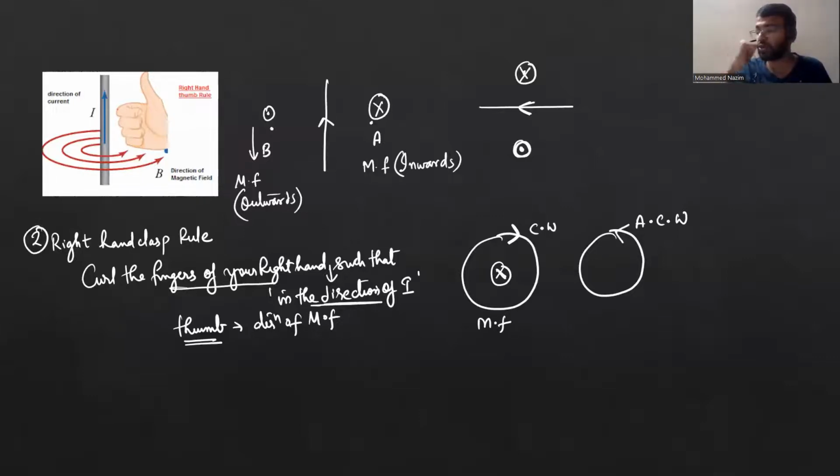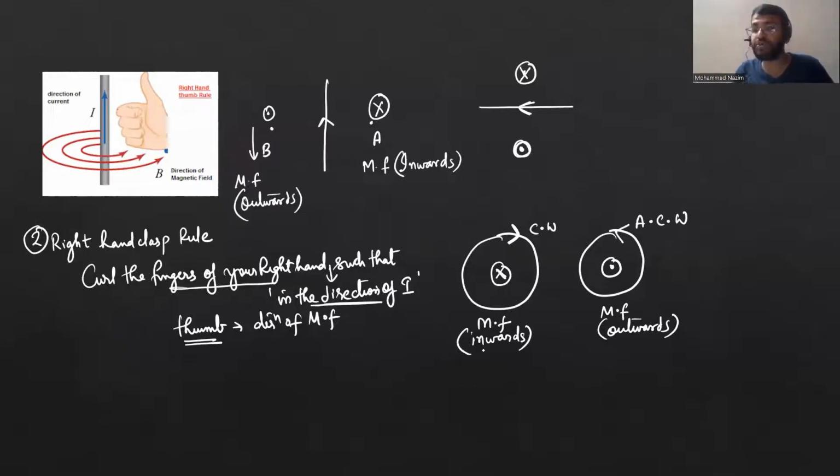That is, it is pointing towards me. So thumb will be in the outward direction. Therefore, it is represented with a dot. Magnetic field is outward. Magnetic field is in which direction? Outwards. And then here magnetic field is in which direction? Inwards. Are you all following something?